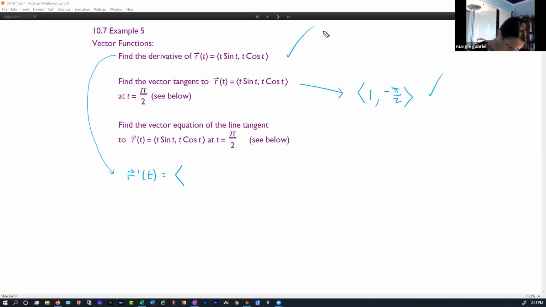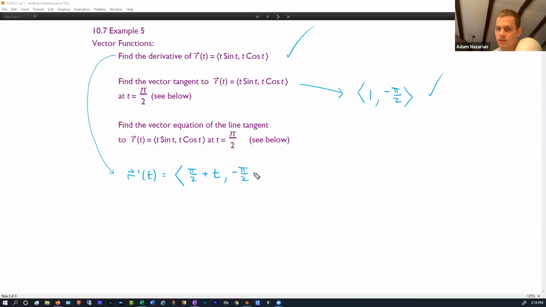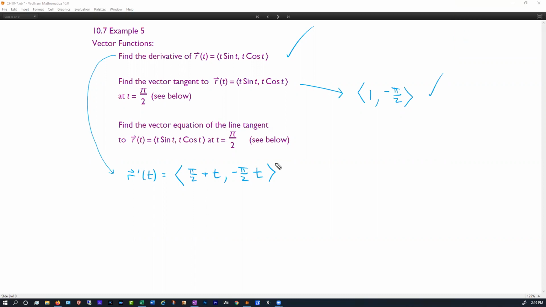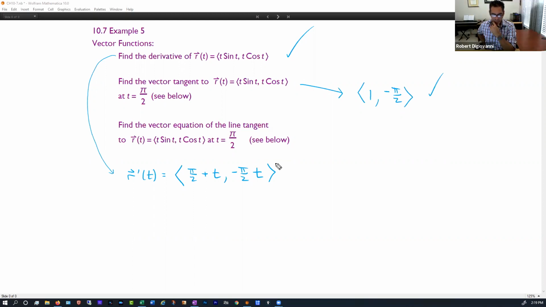Okay, do any of the groups have the third part of this? The actual vector equation of the line. The x component would be pi over 2 plus t. And then the y would be negative pi over 2 times t. Okay, what room was that? That was room 2. Okay, room 1 or 3, did y'all get that far? Room 1 got the same answer, pi over 2 plus t, except we said negative pi over 2 times t.